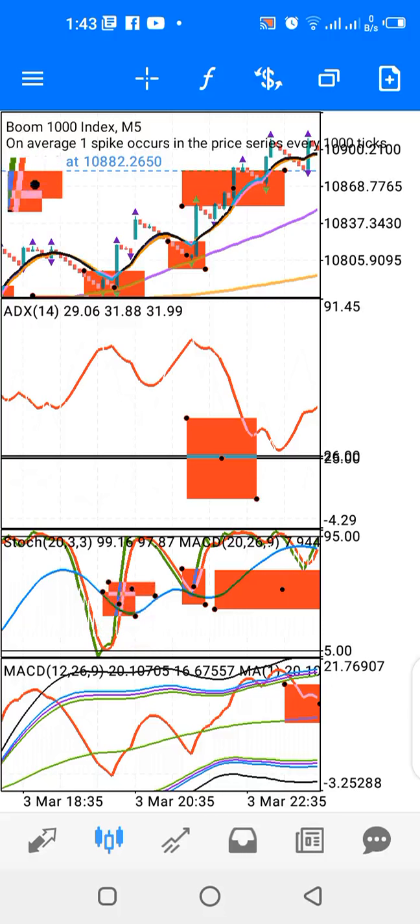Of course, by the time it gets to this area, the spikes will have started, so you just ride along with the spike. So that's that for indicator window 2.